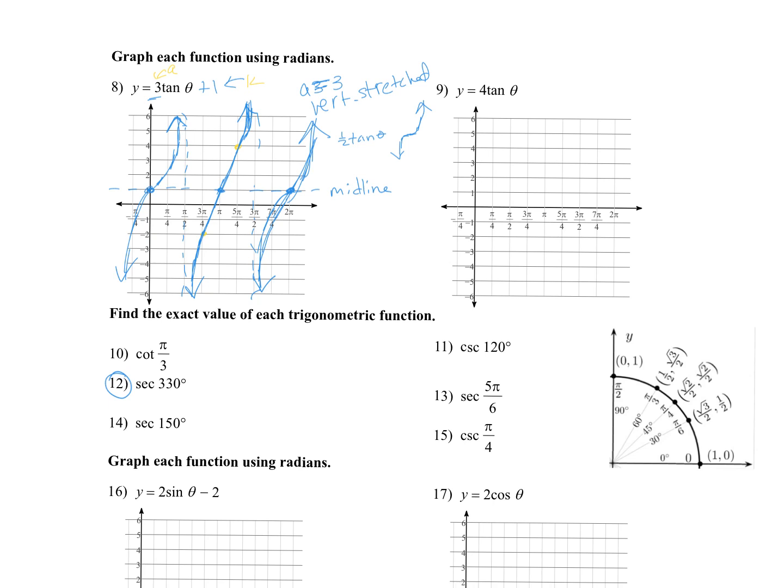We looked at 330 on the previous page, and the x-coordinate was rad 3 over 2. So secant 30 would be 1 over cosine, which is 1 over x, which is 1 over rad 3 over 2. And it's positive in the fourth quadrant, the x-coordinate. So I get 1 times the reciprocal, which is 2 over the square root of 3.